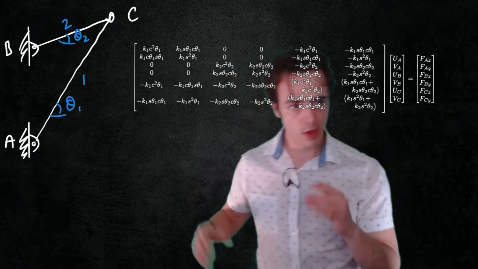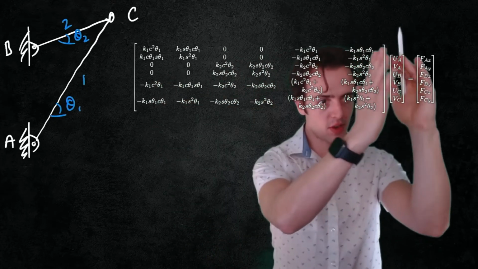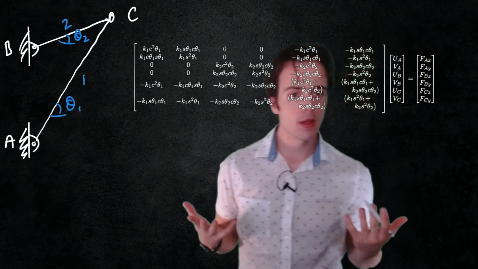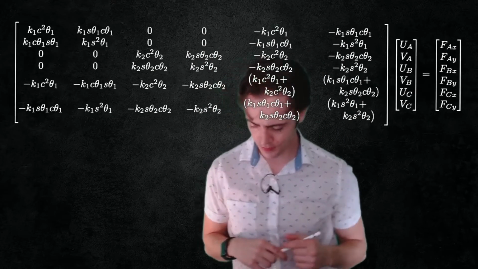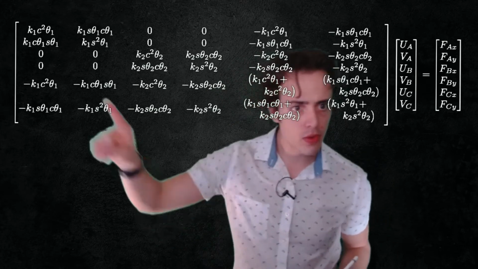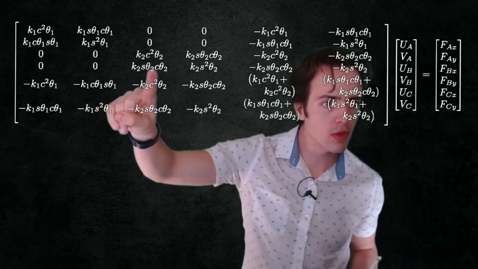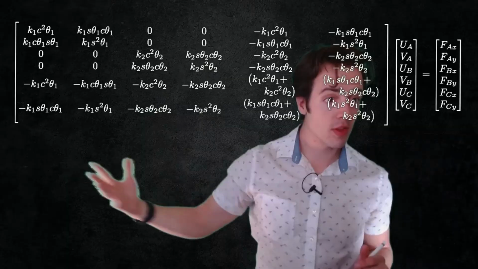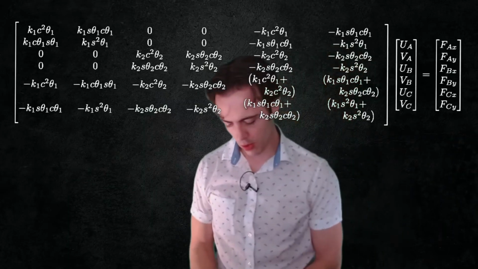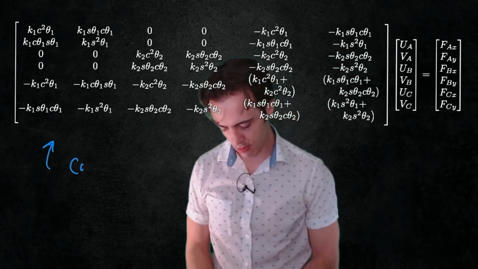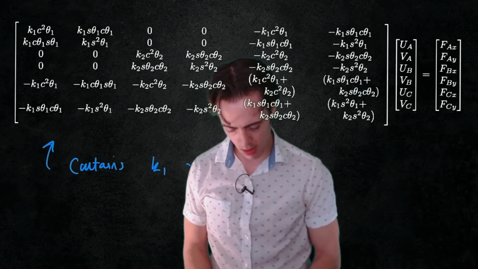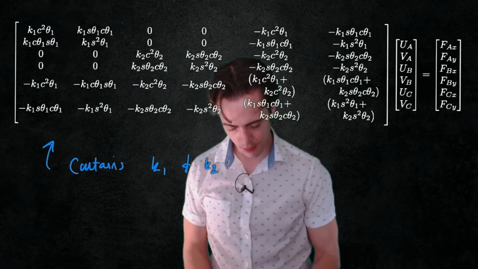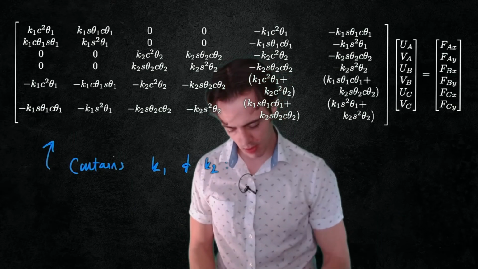Okay, so we've got the stiffness matrix, global displacements, global forces. So let's have a look at this matrix and see if we can see what's in here. Now, we've got K1, K2, and those are just the stiffnesses of those two elements. So it contains K1 and K2, and those would be the elemental stiffnesses.